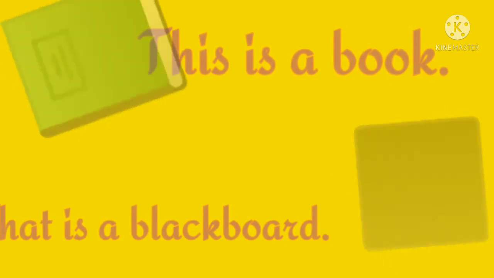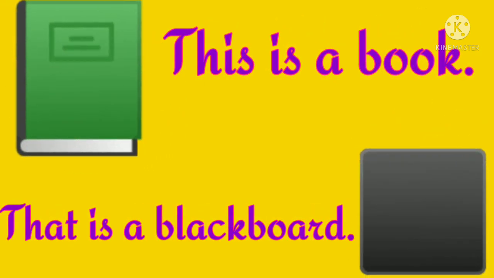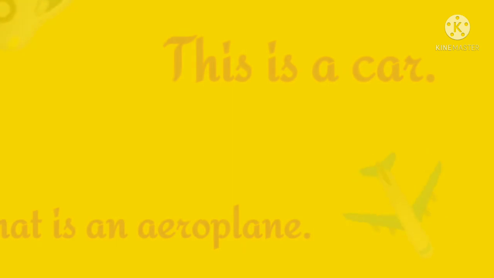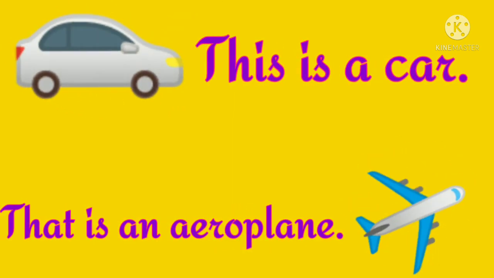Another example, this is a book. The book is in my hand. That is a blackboard. Blackboard is far away from me. I'm standing in front of a car and say, "This is a car." An aeroplane is flying in the air and then I will say, "That is an aeroplane."